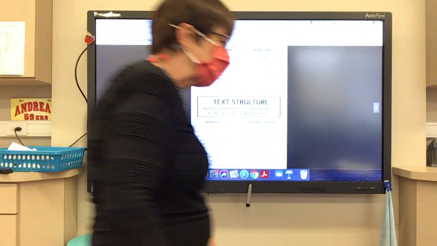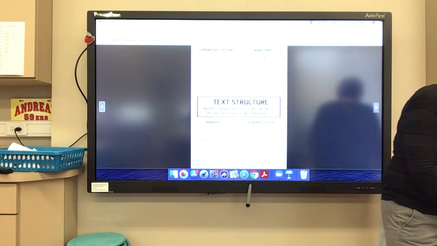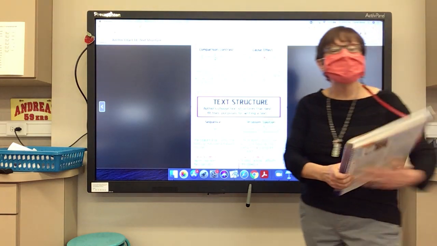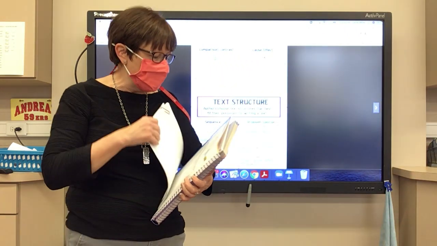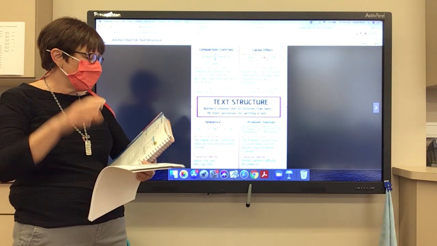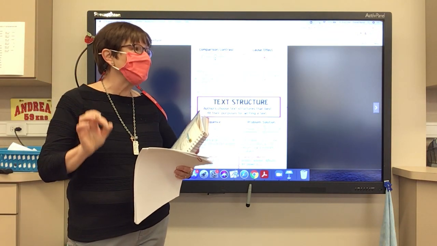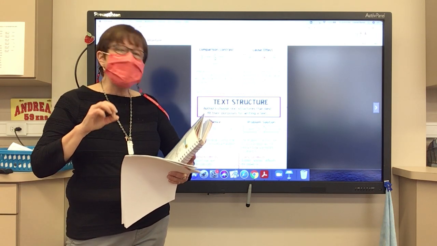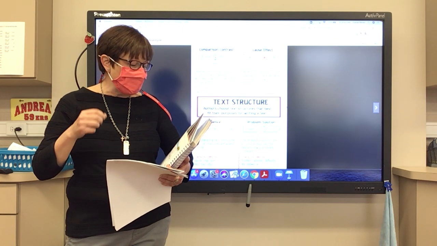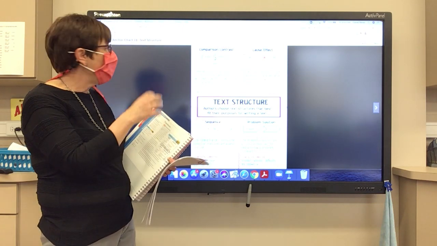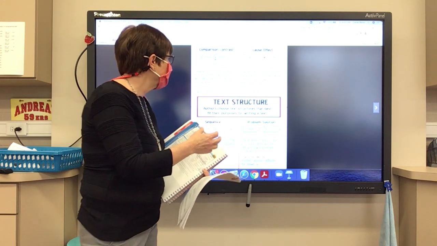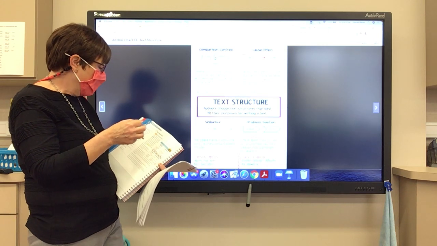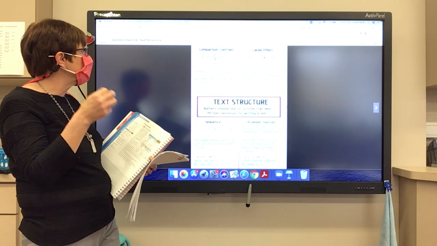Okay, boys and girls, today we are going to be talking about something called text structure. Text structure has to do with the way that text is organized. It's the way authors organize information. Now, authors organize information in different ways depending on the purpose and ideas that they are presenting. So in our anchor chart today, we have some of the ways that authors organize text.